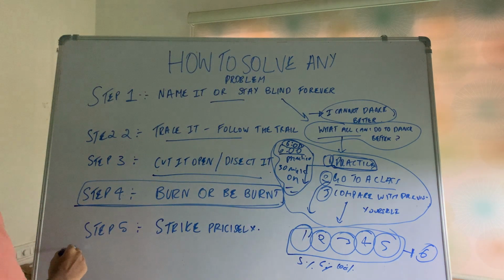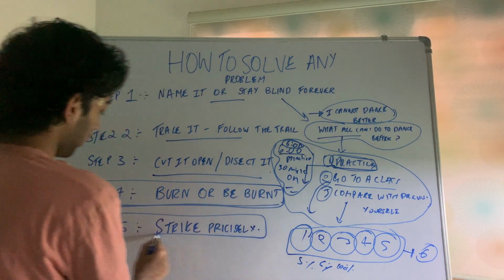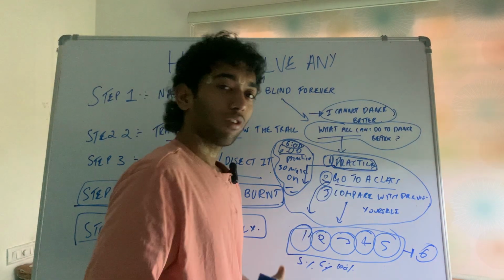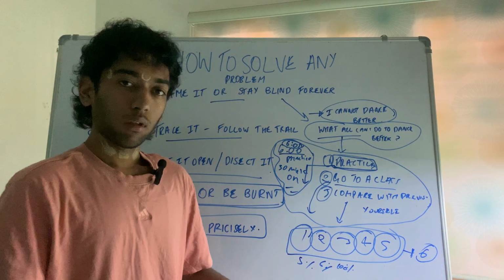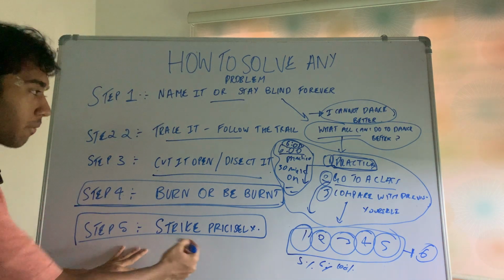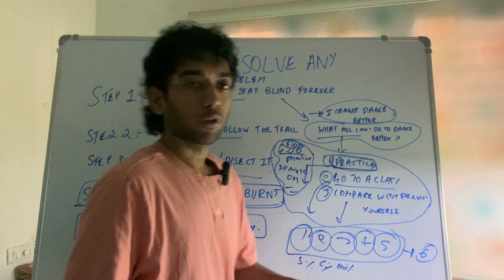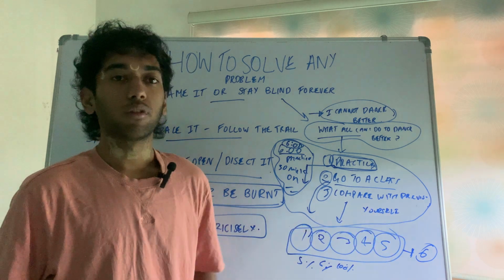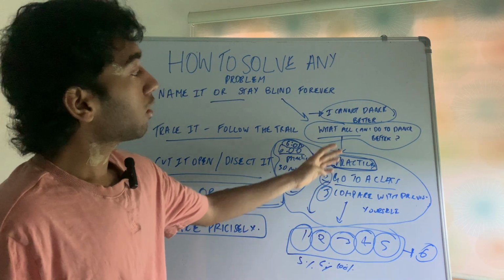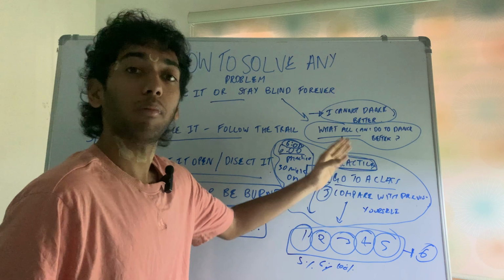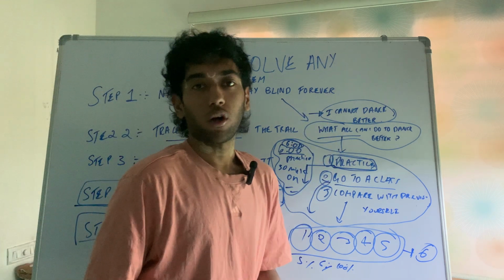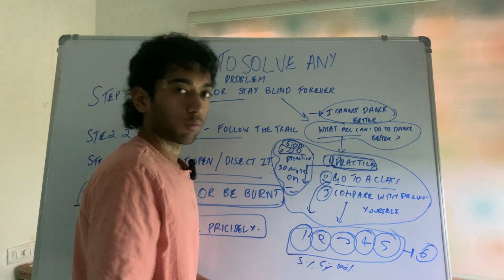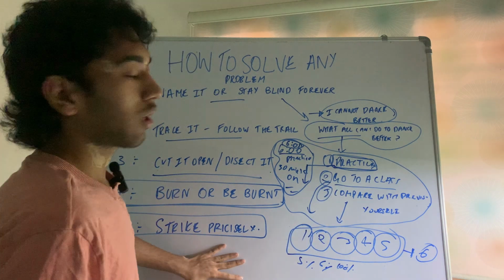And now the last and final step, step 5: strike precisely. Once you have done all this, we all know that our schedule right now does not match the problem we have defined, because we are understanding for the first time what our problem itself is and making sure that we can act accordingly. So that means your schedule is not built for solving these problems. So what do you need to do? You need to strike precisely.